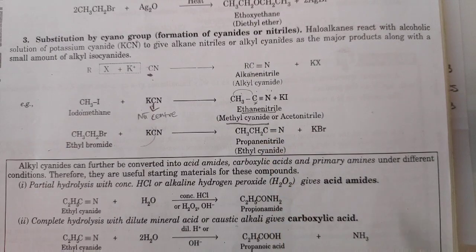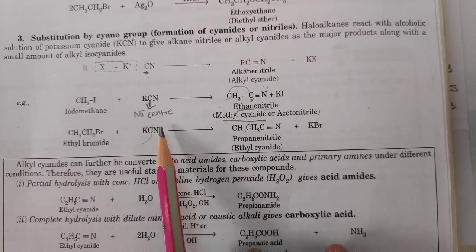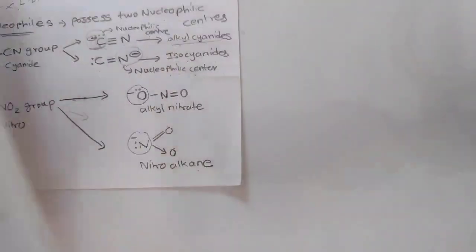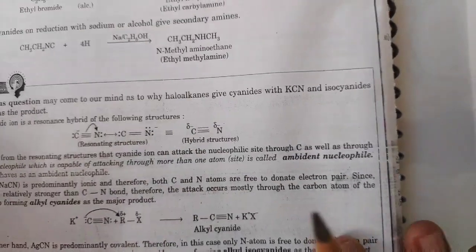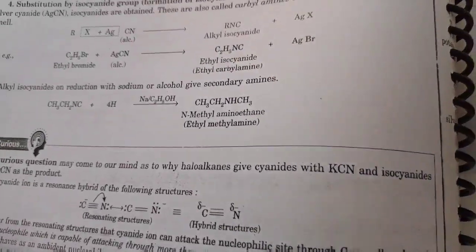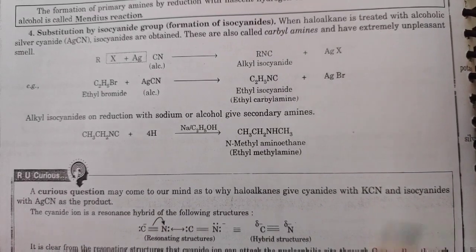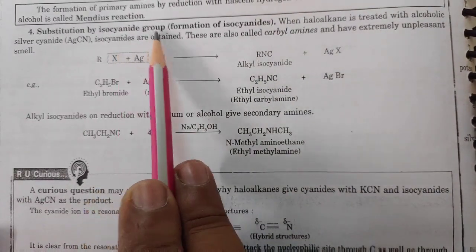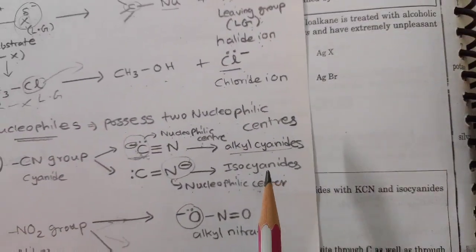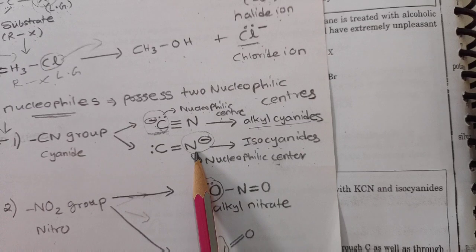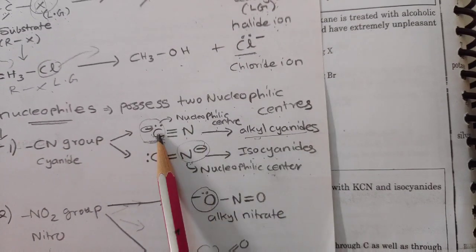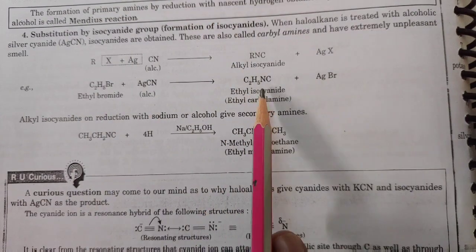Now this same thing, if it is attacked through nitrogen, we will see the example here. See, in this case, if it attacks through nitrogen, we call it isocyanide, right? What we have discussed in our page, you can see here, isocyanide when it attacks through nitrogen, and the first one we discussed is alkyl cyanide, if it attacks through carbon. So here this is the second part.